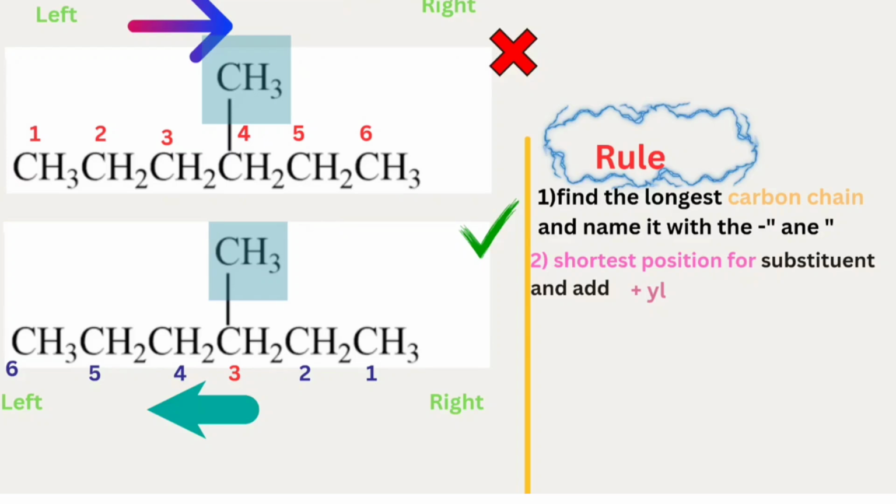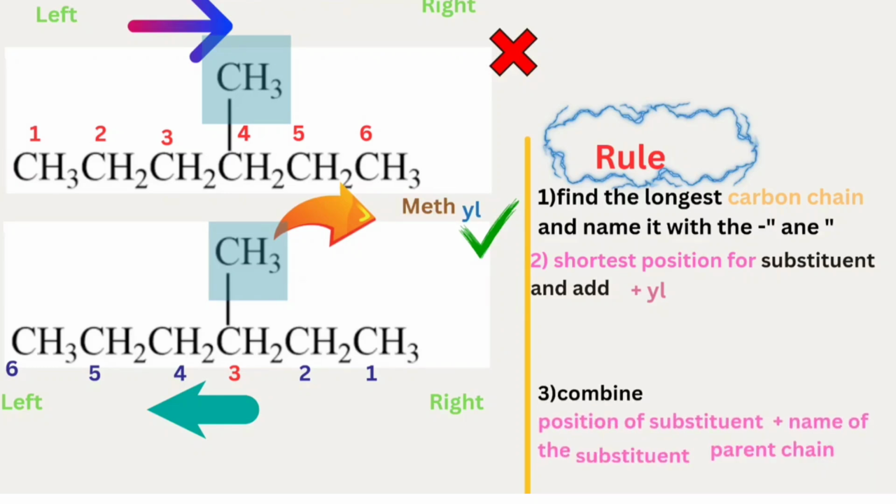Then identify the substituent. The substituent contains only 1 carbon atom, so that is methyl. Then finally, name this hydrocarbon in correct order, that is 3-methylhexane.